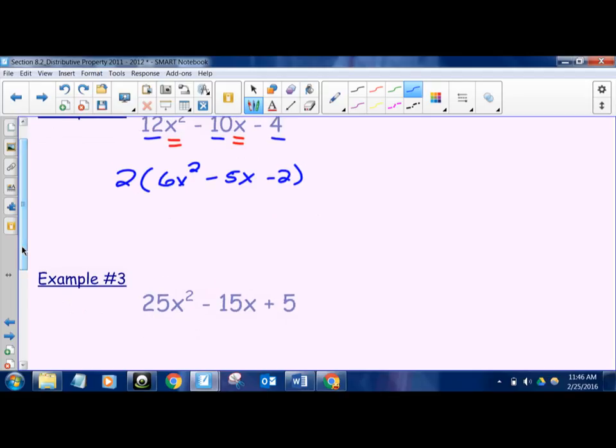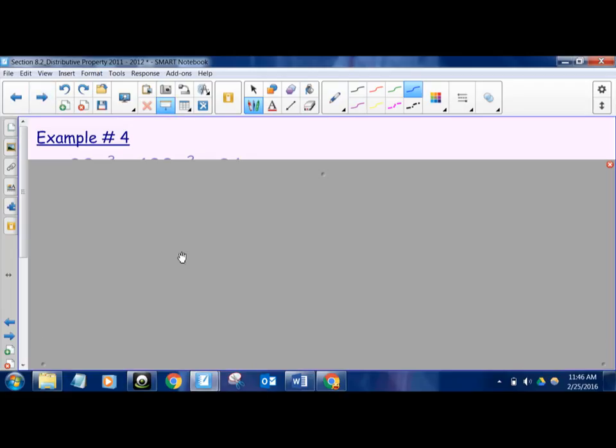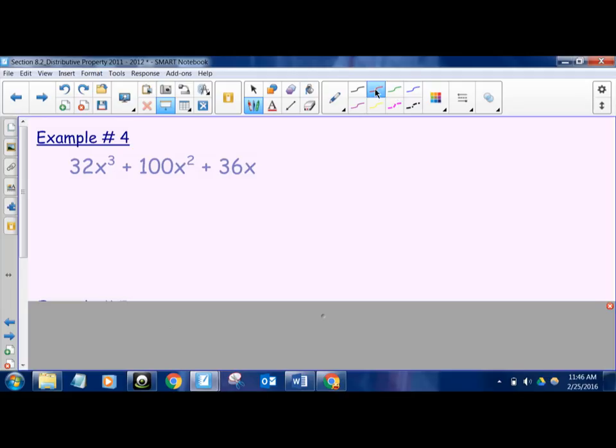Let's go try the bottom one. That looks like the same problem we just did. Oh, let's try something a little different. Alright, yeah, let's try that. Let's do this one right here. Let's get the page. Here we go. This will be the last one that we do. We got 32x cubed plus 100x squared plus 36x.